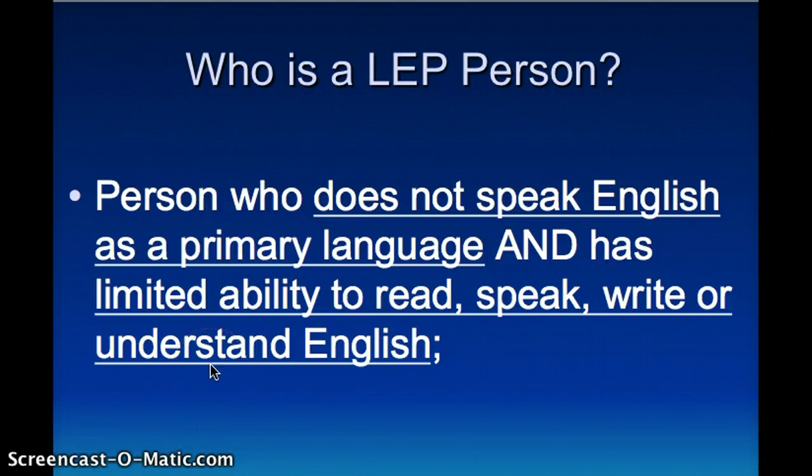In the 1974 Lau versus Nichols decision, the United States Supreme Court determined that one type of national origin discrimination is that based on a person's inability to speak, read, write, or understand English. The acronym LEP is used to describe a person who does not speak English as a primary language and has limited ability to read, speak, write, or understand English. Thus, they are said to be limited English proficient.